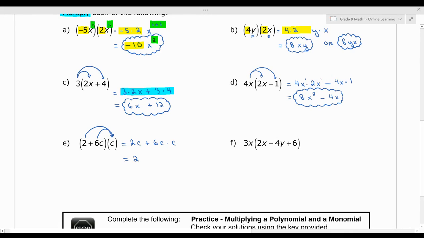Clean stuff up, you would get 2c plus 6. I have a c times c. That means I have c squared. And then don't leave your answer like that. Write it in decreasing order of whatever the variable is. So that should be 6c squared plus 2c.